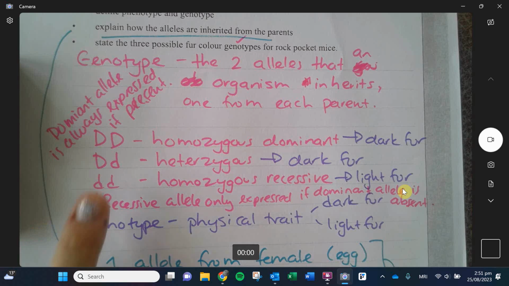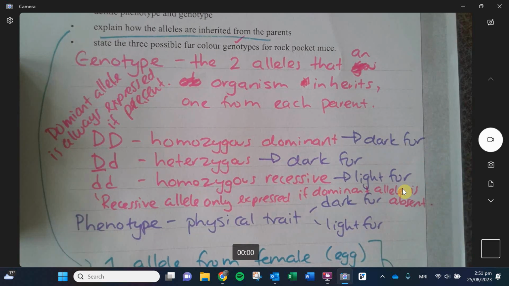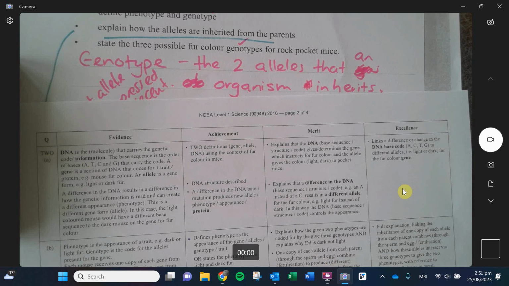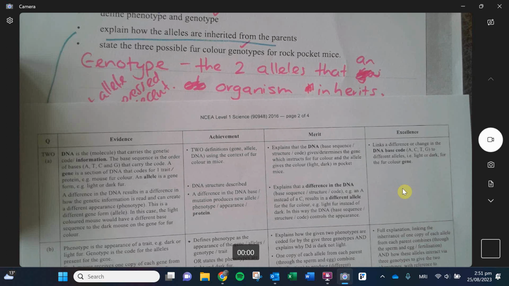So in our heterozygous, since it does have one of the dominant alleles, it's going to go for the dark fur and not the light fur. Cool. All right. Second merit point then was one copy of each allele from each parent combined through fertilization to form our offspring.